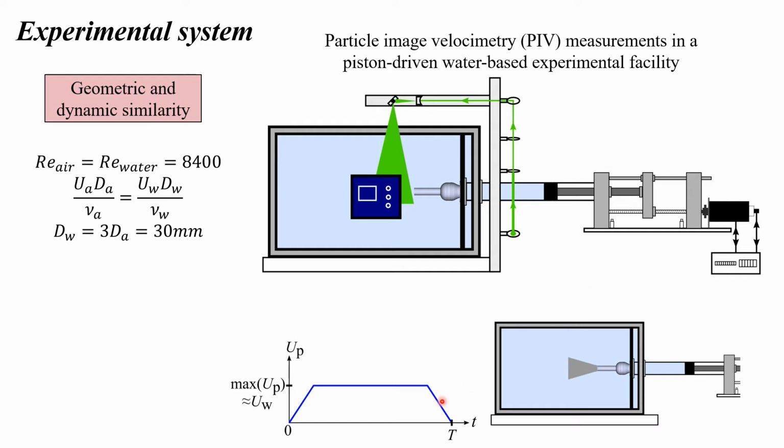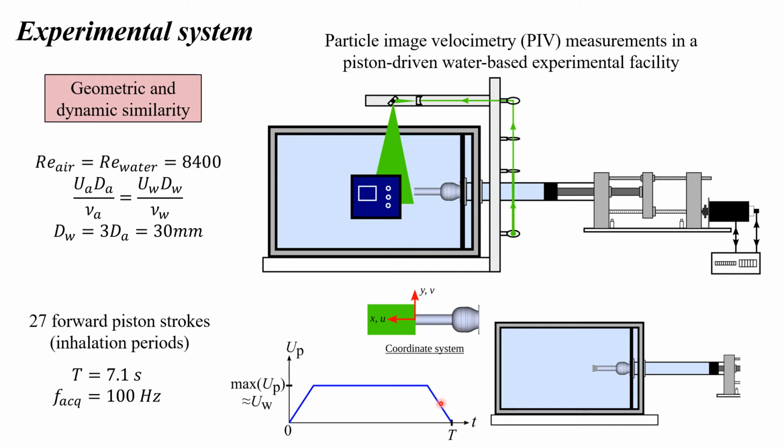This is the piston velocity profile with time, and it approximates a trapezoidal velocity profile as you can see here. 27 forward piston strokes were performed in order to obtain ensemble average flow characteristics. The total time of piston movement was 7.1 seconds, and the frame rate at which the images were recorded was 100 Hz. This is the coordinate system that was used. X is the axial direction, Y is the lateral, and U and V are the velocities in those directions respectively.